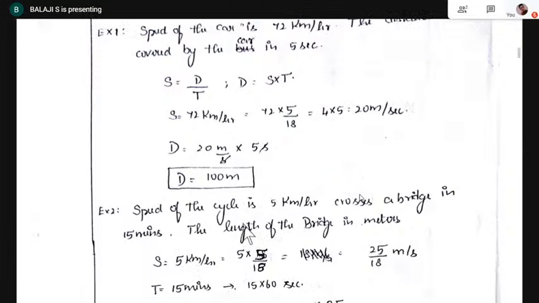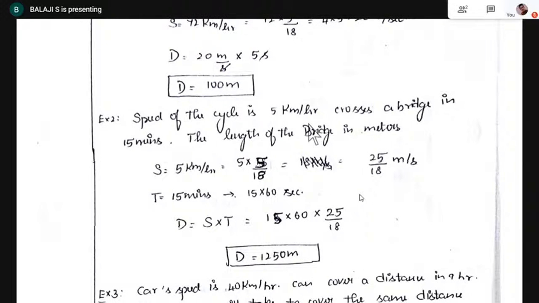And the speed of a cycle is 5 km per hour. It crosses a bridge in 15 minutes. The length of the bridge in meters. Okay, just like the previous question. Now they are given the speed is 5 km per hour.